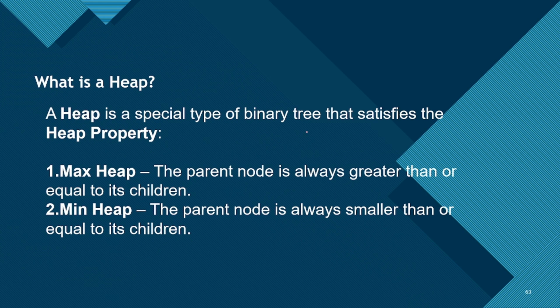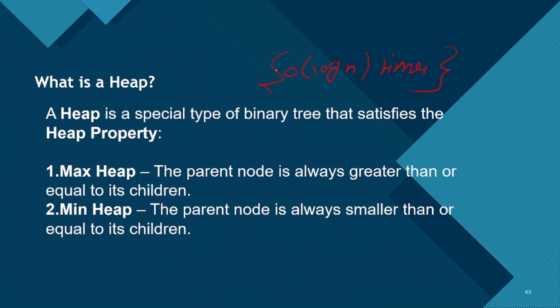A heap is a specific type of binary tree that satisfies the heap property. So there are mainly two types. The first one is a maximum heap and the other one is a minimum heap. Maximum heap means the parent node is always greater than or equal to its children. And minimum heap means the parent node is always smaller than or equal to its children. Okay, heaps are used in priority queues, scheduling algorithms and heap sort. They allow us to efficiently extract the maximum or minimum element in O(log n) time. Make sure to remember this.